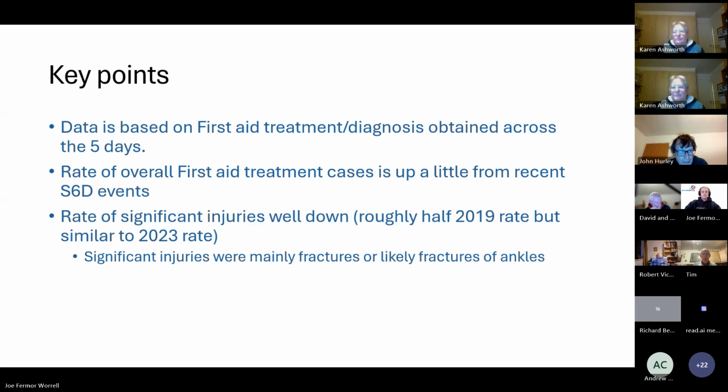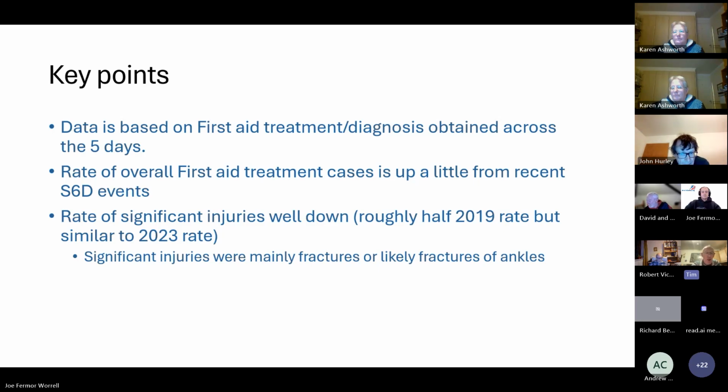But the key point that came through was that the rate of significant injuries was roughly half in 2025 what it was in 2019. Now, this is subjective, because they have to take a decision of what is a significant injury and what isn't.